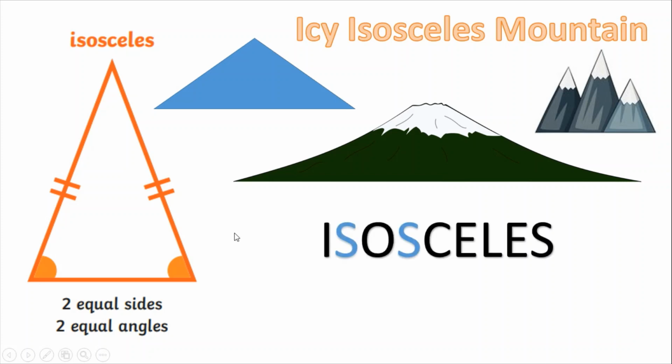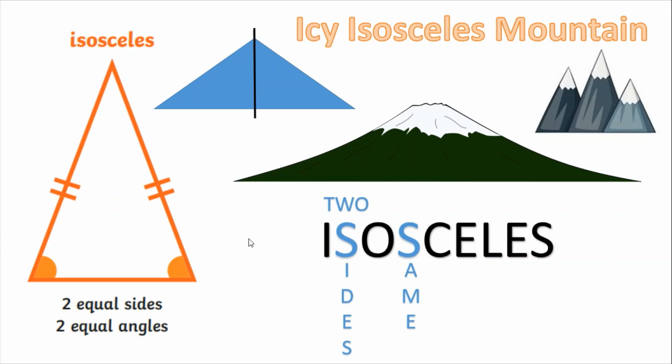Now, the word isosceles has got two S's in it, and we need to remember that in an isosceles triangle, two sides are the same. Isosceles, two sides the same. Okay, that's one way to try and help you remember. And we can also think of an icy isosceles mountain. Now, there's just one line of symmetry in an isosceles triangle.